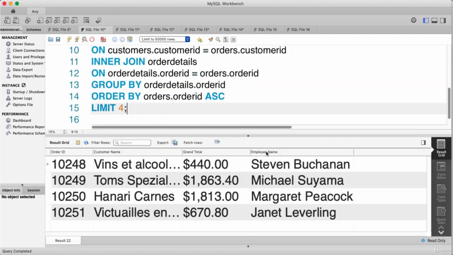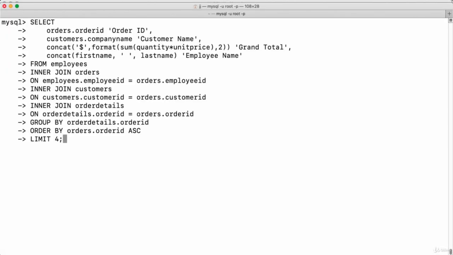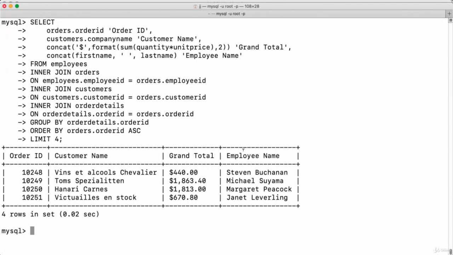And let's run it now. Okay, exactly. Remember, we need only 4 results. That's why we use limit 4. Okay, and if you run this here, you have exactly what the question asks us to get.